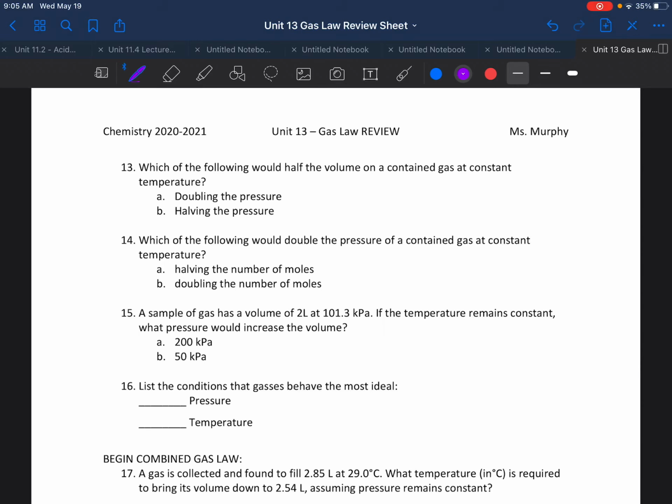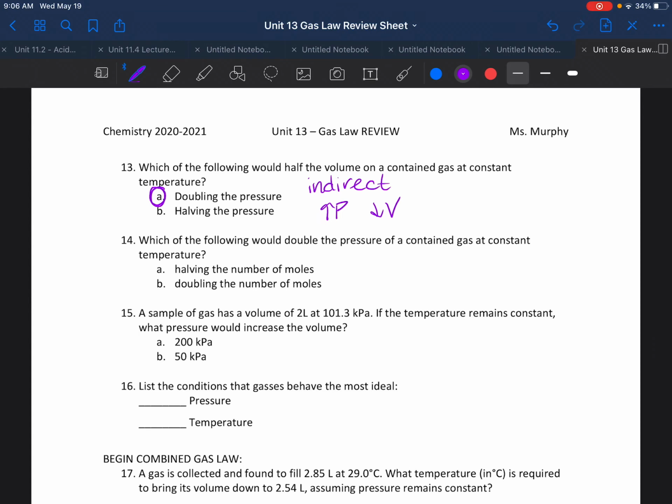Moving on to number 13. Which of the following would half the volume of a contained gas at constant temp? So right now, if you look in the answers, we're looking at the relationship between pressure and volume because we have constant temperature. We know this is our indirect relationship, meaning as one goes up, the other one goes down. In our case, we want to decrease volume, which means we're going to want to increase pressure. That's going to be doubling.